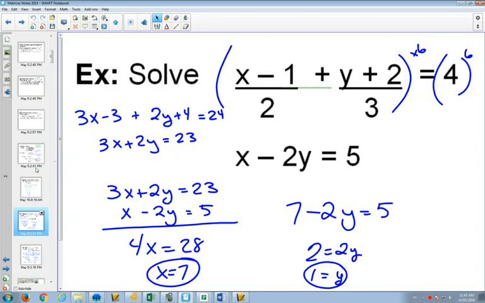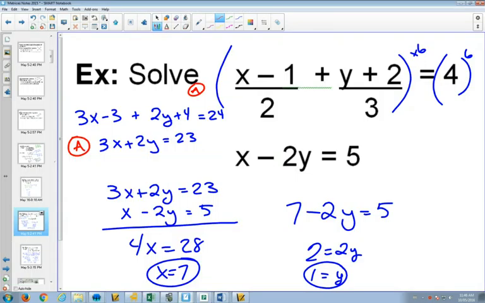Different ways to go about this. In the end, the answers are x equals 7 and y equals 1. One thing that I did in this situation is I decided to get rid of my fractions because I knew they would cause me some problems. So if I multiplied everything in equation A by 6, that's going to get rid of my fractions on the bottom. And that's going to change my equation A from that thing with fractions to 3x plus 2y equals 23. That's much easier to work with.